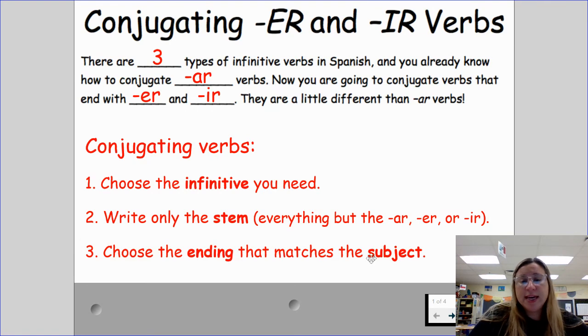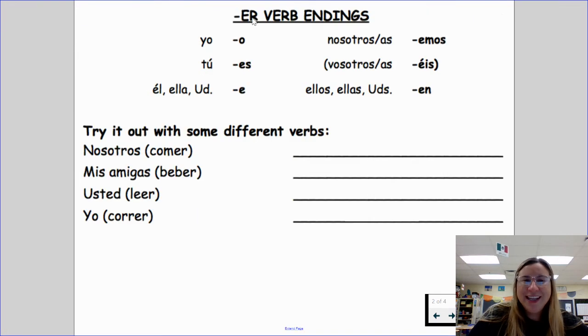Then you need to choose the ending that matches the subject. This is where we need to learn new endings. The endings for AR verbs are not the same as ER or IR. So let's continue. Here are our ER verb endings. O, es, e, emos, en. Notice that they're the same as AR verbs, except the A changes into an E.